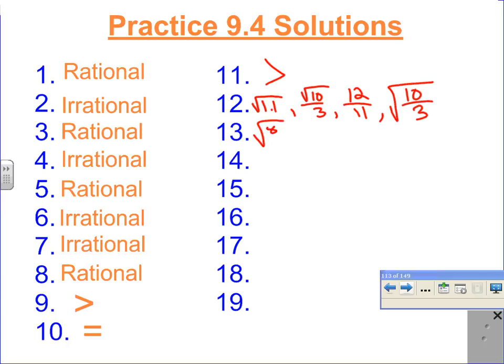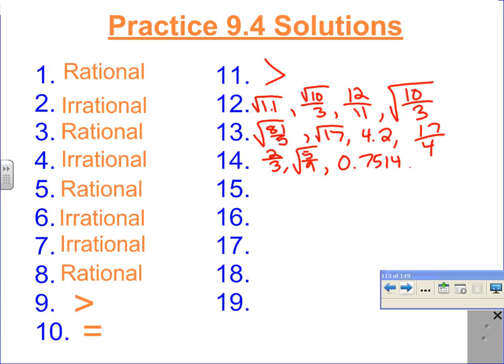You mean 81 over 5? Okay. Good job. David, number 14. Okay. Good. Good job. Abigail, 15.